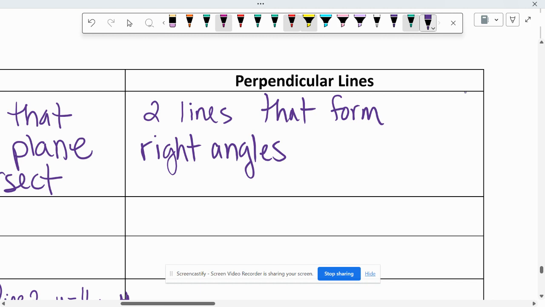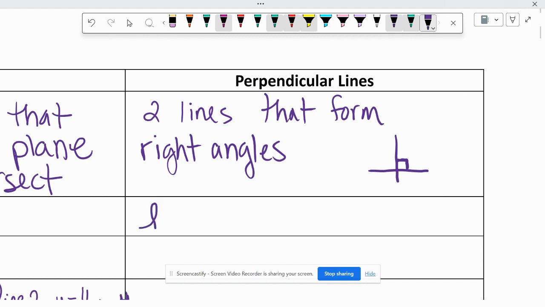How do you know if you have a right angle when two lines intersect? What should you look for? What do you think, Kian? I drew it yesterday on the board, not a triangle. What am I looking for right here? Yeah, a square. There'll be a little square in the corner. That shows that those two lines are perpendicular to each other.